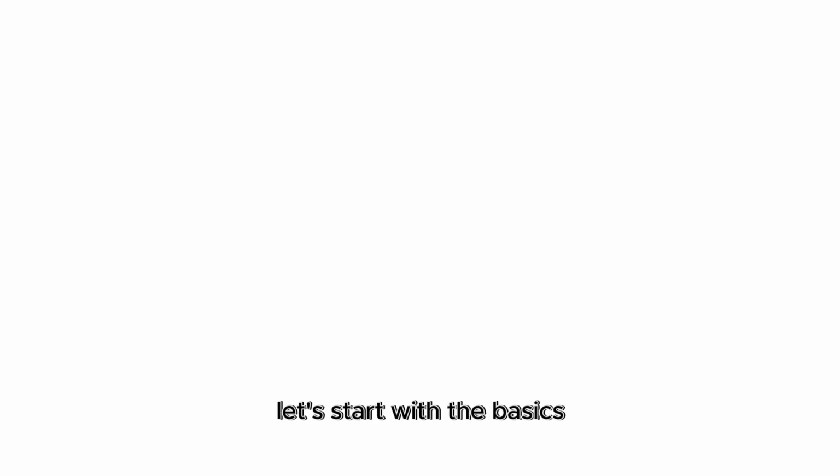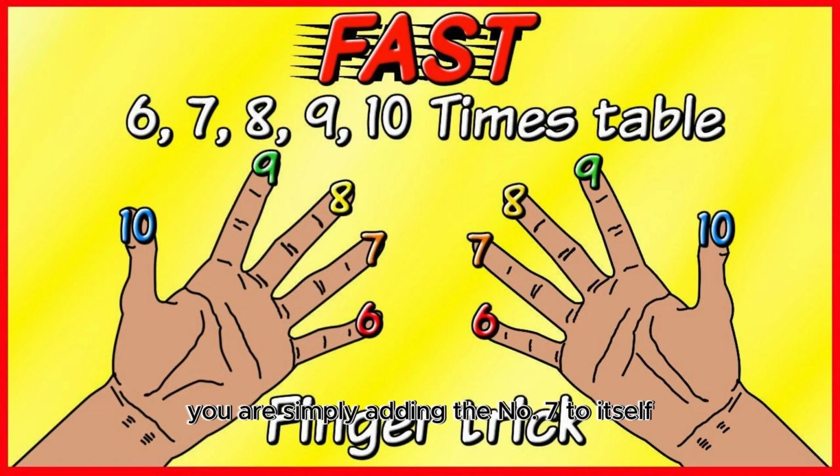First, let's start with the basics. Multiplication is one of the 4 fundamental operations in arithmetic, and it's essentially repeated addition. When you multiply 7 by 8, you are simply adding the number 7 to itself 8 times. 7 plus 7 plus 7 plus 7 plus 7 plus 7 plus 7 plus 7, which equals 56.